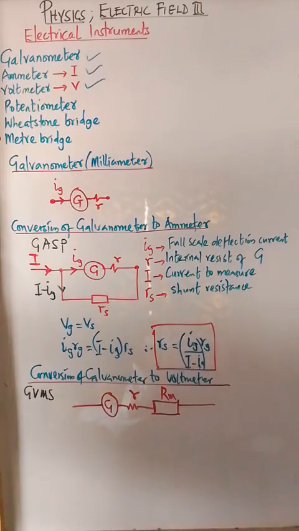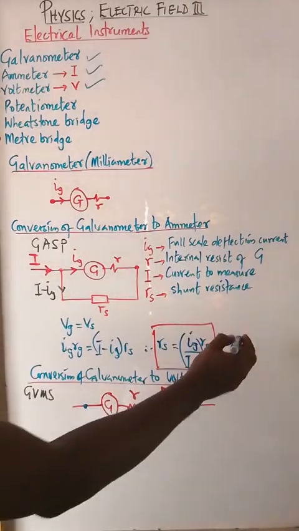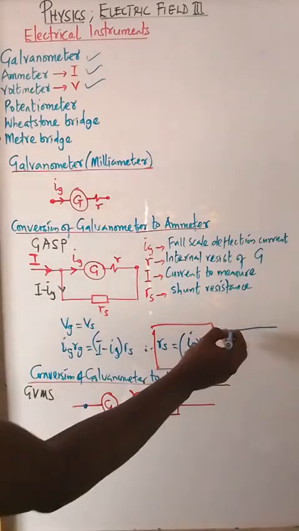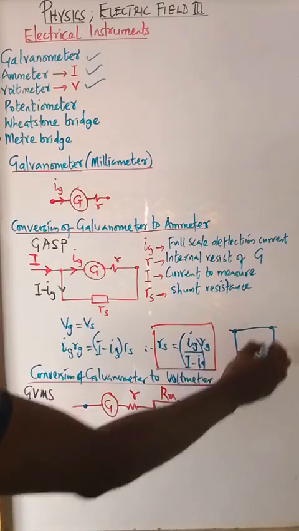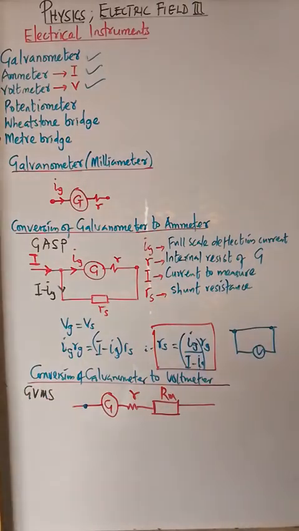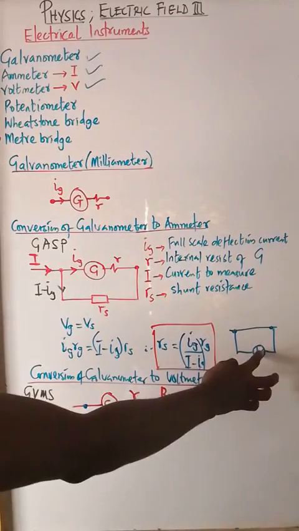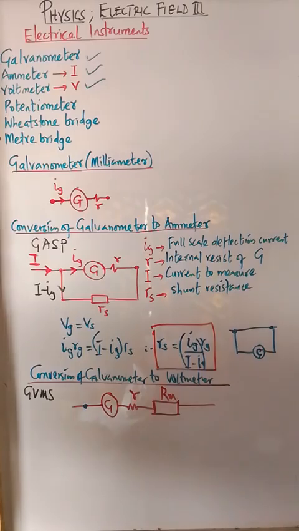Why? Because let's suppose we want to measure voltage across a body. Let's suppose this is a particular conductor. I want to measure the PD across it. So we take two points here and we put the voltmeter here to measure what? The PD. So the two terminals of the galvanometer will be connected between the two extreme points of the conductor.